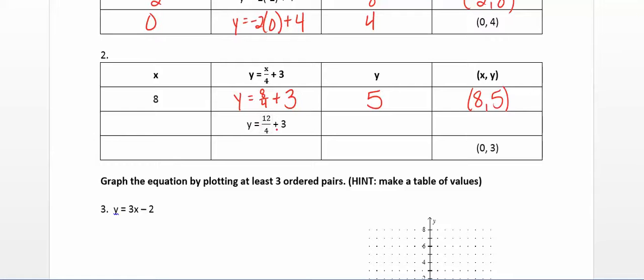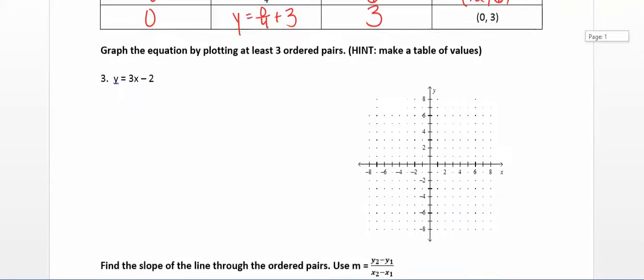Second line, the function is given here with the 12 plugged in for x, so that's your input. 12 divided by 4 is 3, and 3 plus 3 is 6. So we get 12, 6 for our second ordered pair. The third ordered pair, you can see that 0 and 3 are the input and the output, so we're plugging in a 0. 0 divided by 4 is 0. When we add 3 to 0, we get 3, so you can see that that's correct.